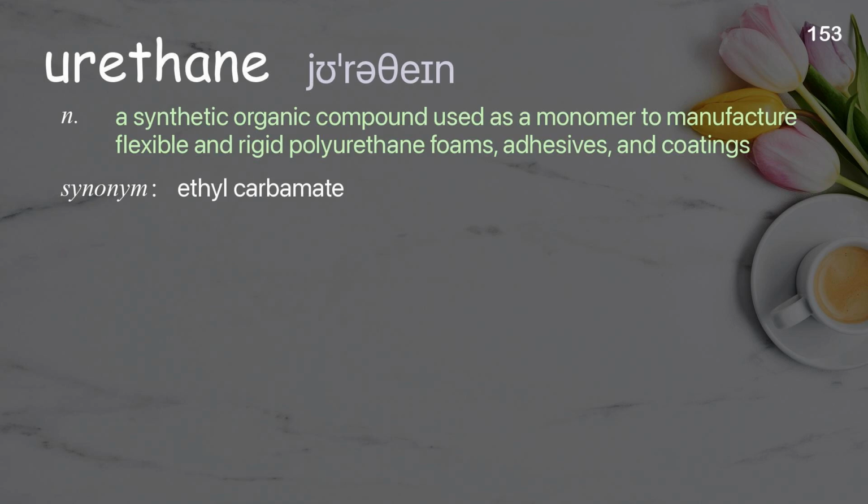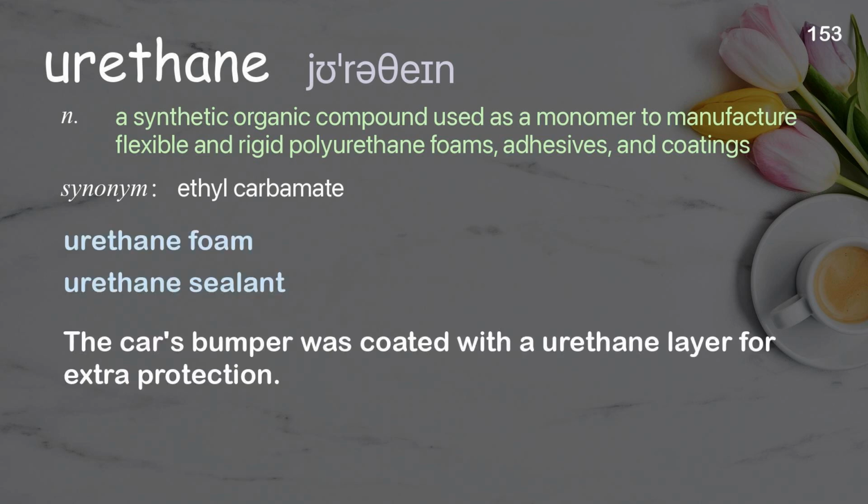Urethane. A synthetic organic compound used as a monomer to manufacture flexible and rigid polyurethane foams, adhesives, and coatings. Examples: Urethane foam, urethane sealant. The car's bumper was coated with a urethane layer for extra protection.